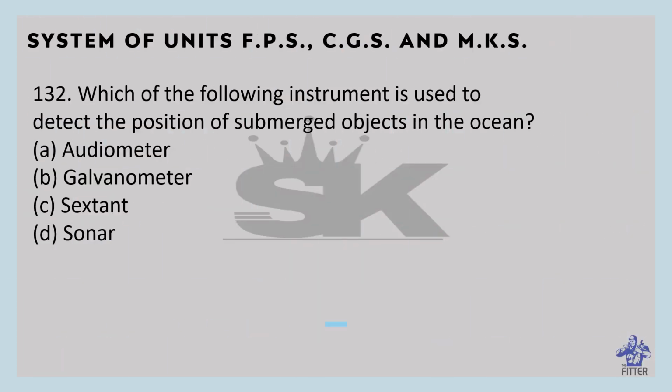Which of the following instrument is used to detect the position of submerged objects in the ocean? That is sonar. Sextant is a doubly reflecting navigation instrument that measures the angular distance between two visible objects. Galvanometer is used to measure small electric currents. Audiometer is used to measure hearing threshold.